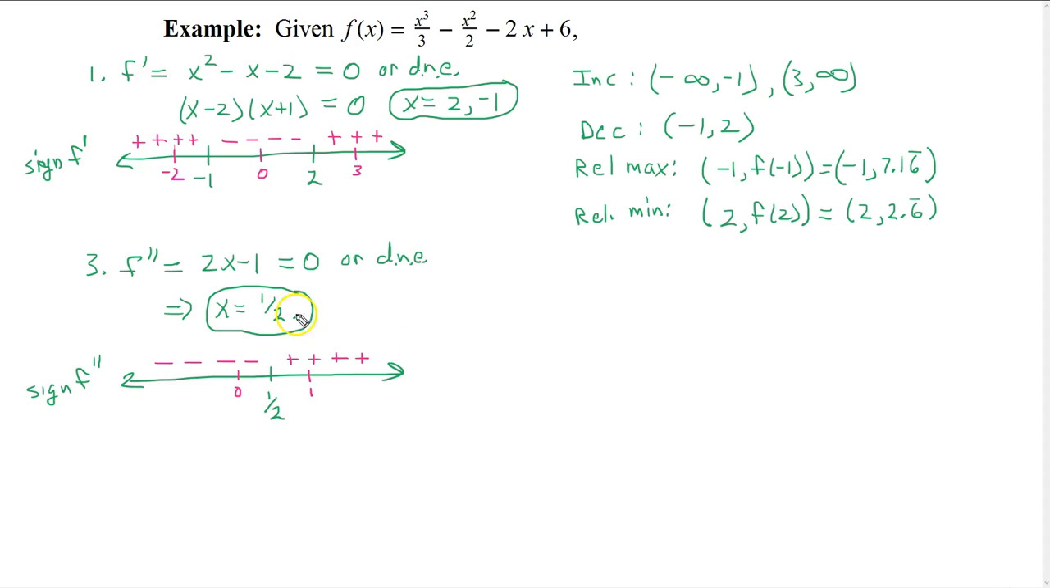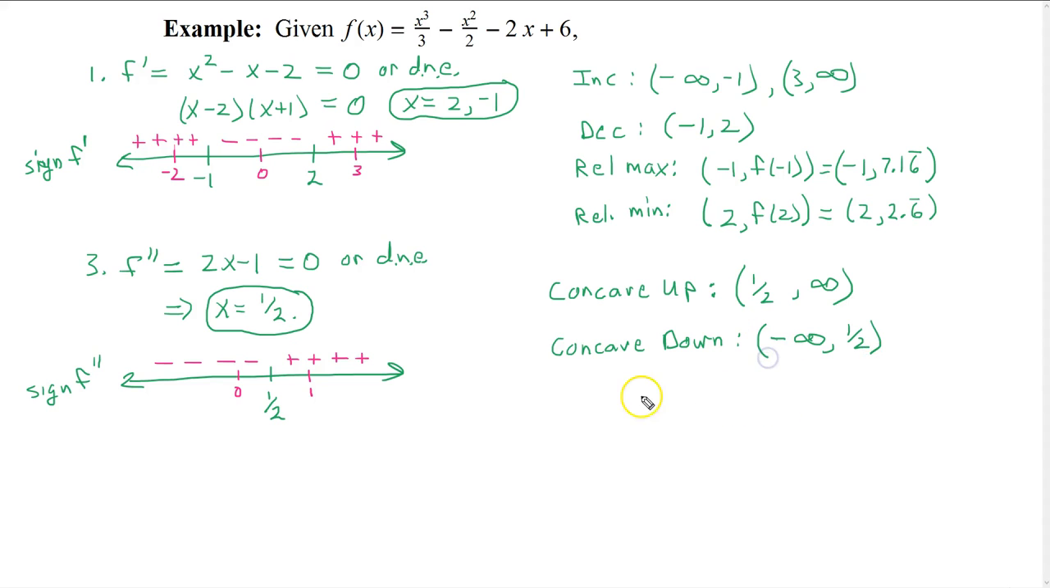And so therefore, we can now identify where our function is concave upward and downward. So the function is concave up on the interval from 1/2 to infinity, and concave down on the interval from -infinity to 1/2. And this point right here is where we have a change in concavity.